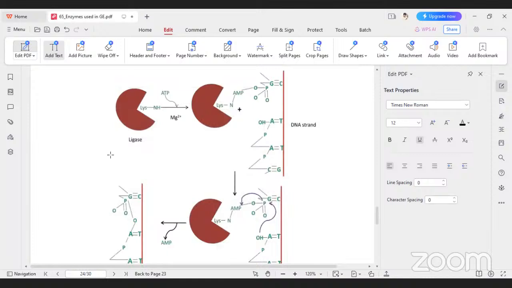So this is ligase. ATP is required, magnesium 2+ is required, and ATP is converted into AMP. Here the hydroxyl group, the OH group, connects to the phosphate group. This ligase enzyme connects them here. So both are joined now, the 3' and 5' ends joined.